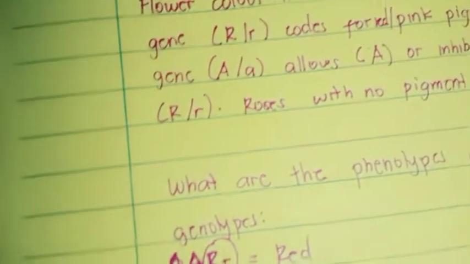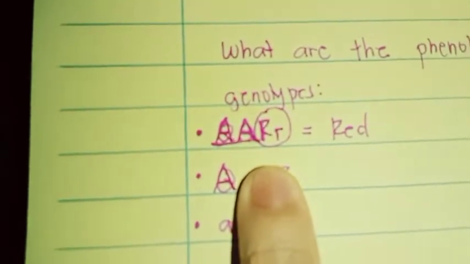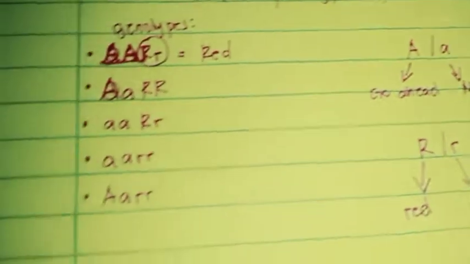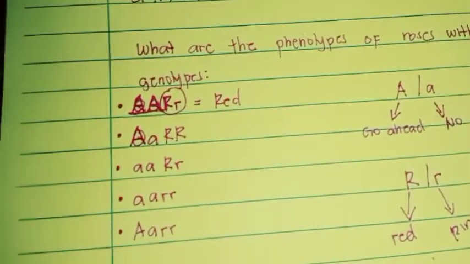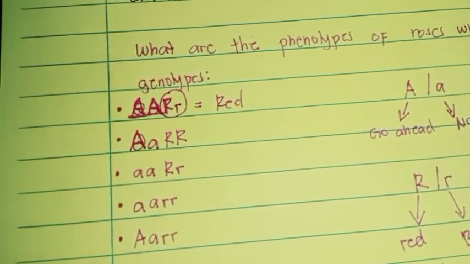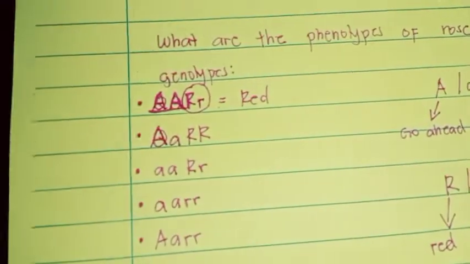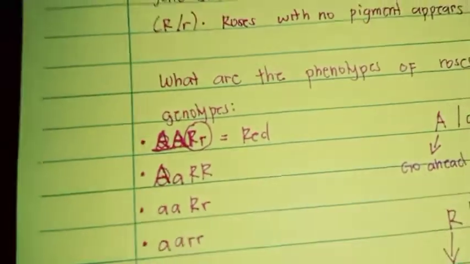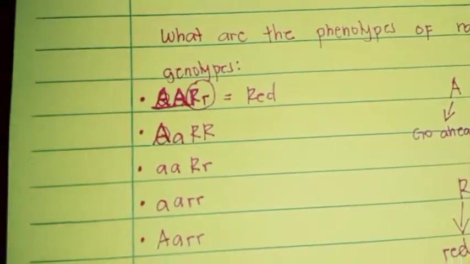And as we look at that again, we have a capital letter R and a small letter r, which means red. So to wrap it up on our first example, the capital letter A and the capital letter R will produce red flowers.